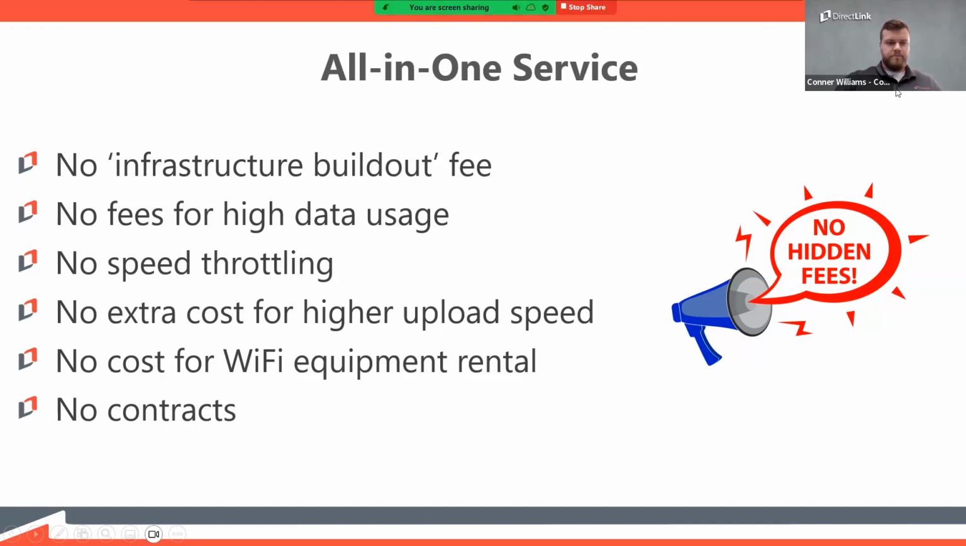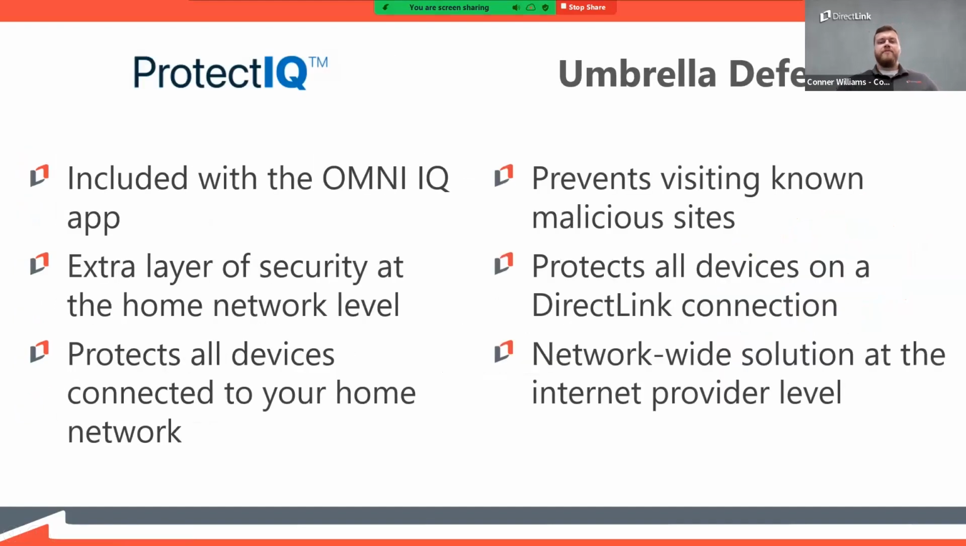Okay. So I mentioned some advanced security measures that we have implemented to help keep members safe. There's two different things here, and one of them is Umbrella Defense, and this actually went in place in August of 2022. This is a network-wide solution at the internet provider level that protects all members on a DirectLink internet connection, and it protects all those devices on a connection.